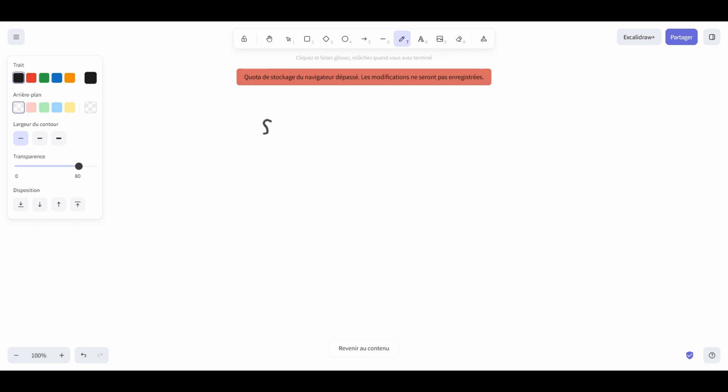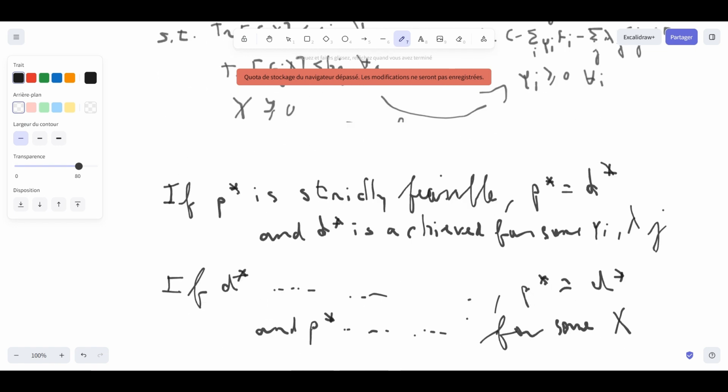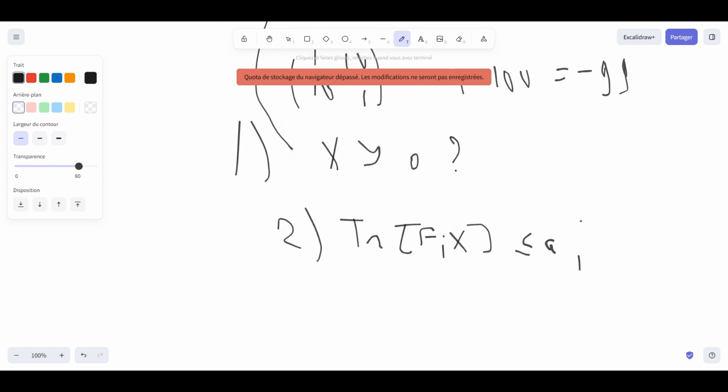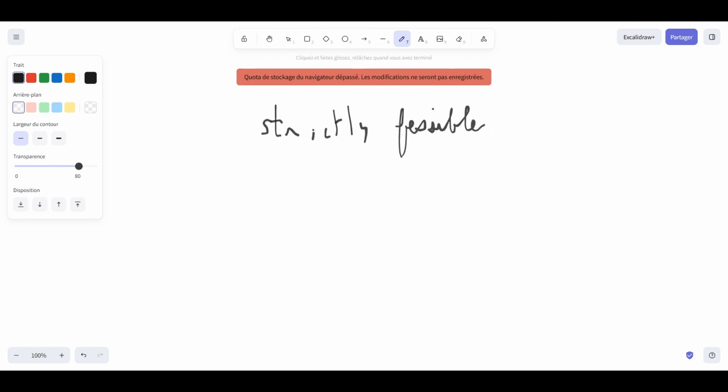What is strictly feasible? Because in this latter theorem we say that if it is strictly feasible, then p star equals d star, and so you have strong duality as you want. But how can we prove it is strictly feasible? Strictly feasible just means that all eigenvalues are strictly superior to 0, instead of just feasible only.